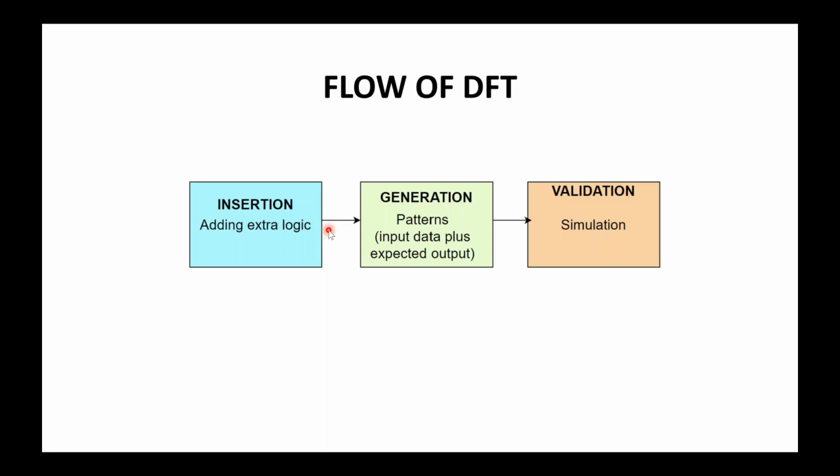So we will see the flow of DFT. First we have the insertion phase, where we will be adding the extra logic. Then we have the generation phase, where we will be generating the test patterns, that is the input patterns and the expected sequence. And then we need to validate the patterns which were generated during this generation phase. So this generation phase is called automatic test pattern generation, and validating the test patterns generated during ATPG time is called simulation.